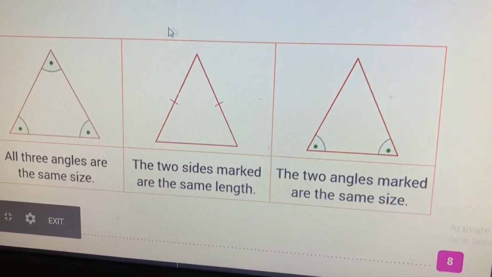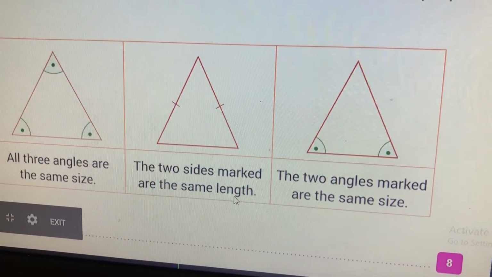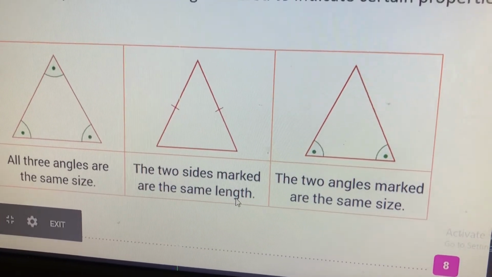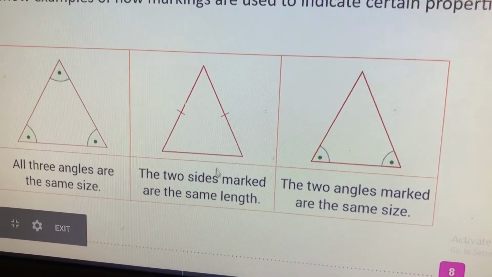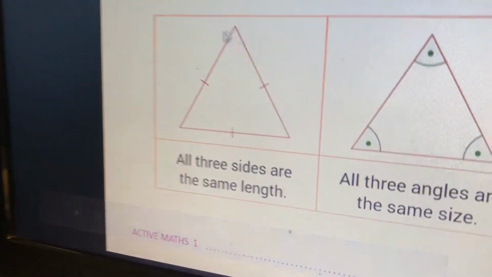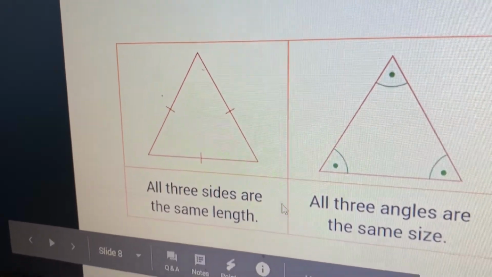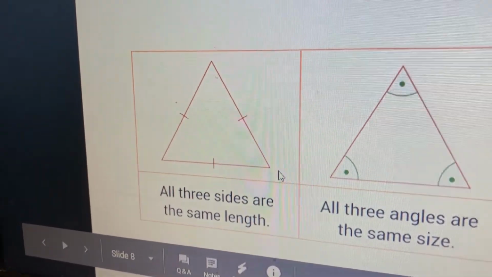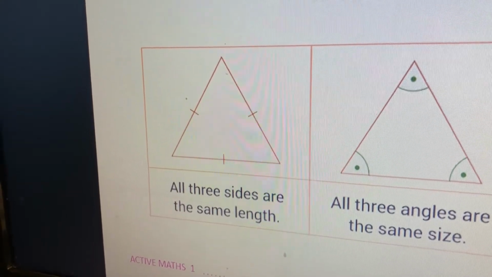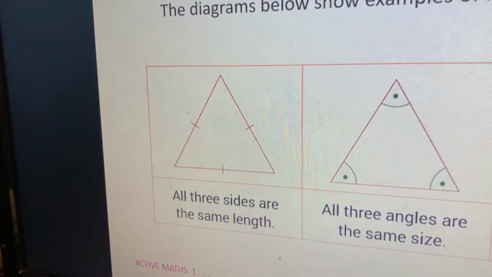Can you remember what this type of triangle is called? If you said isosceles, then you would be correct. An isosceles triangle has 2 equal sides. So can you remember what it's called when a triangle has all 3 sides the same length? It's equilateral.